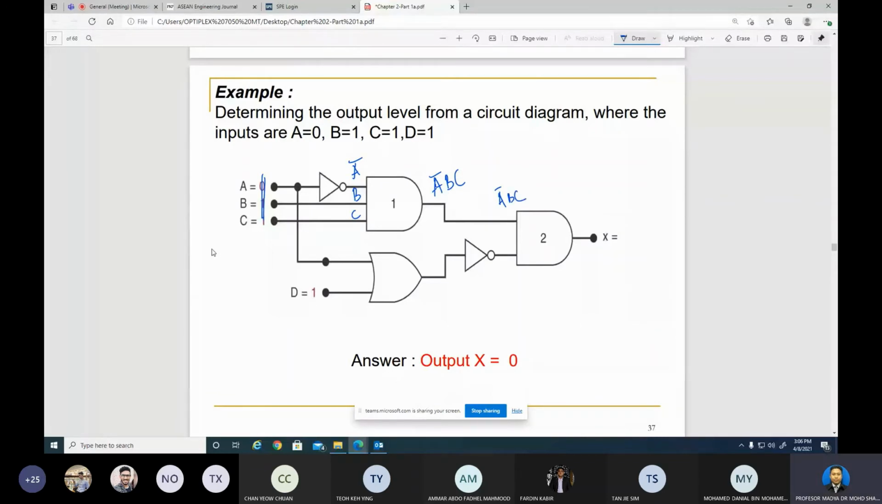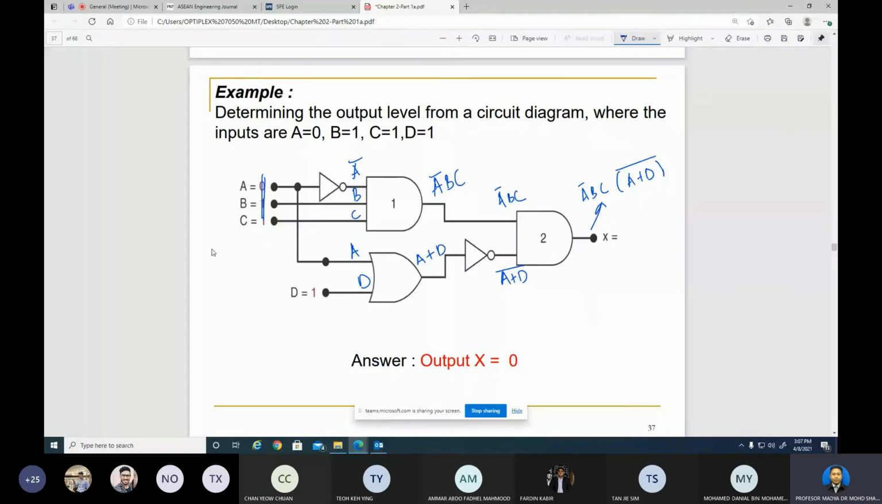This one will be A. So this one will be D. This one A plus D. So this one A plus D bar. And then this we multiply. So A bar BC multiply A plus D bar. Okay, so this is the output.